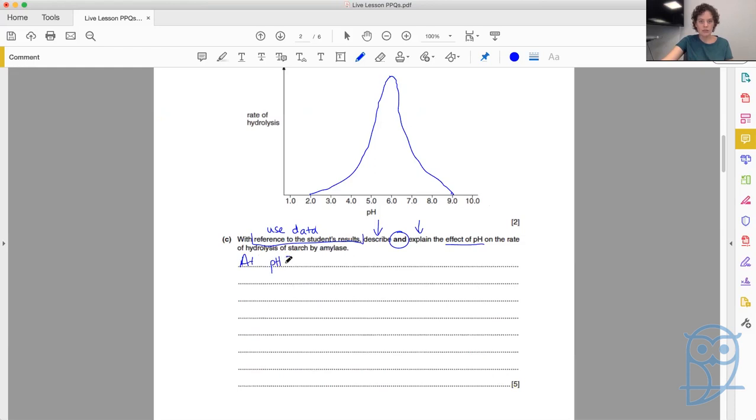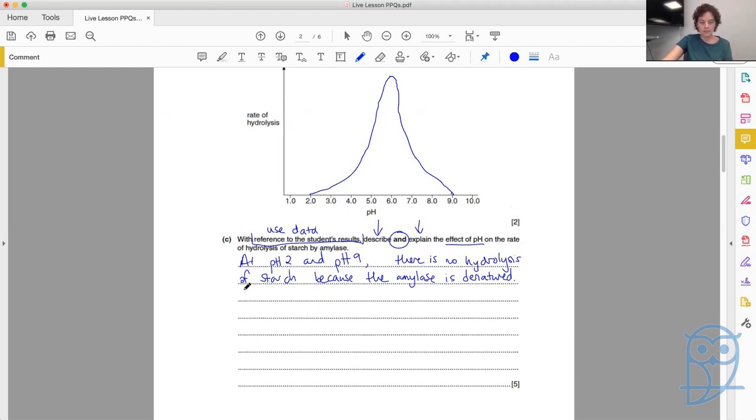At pH 2 and pH 9, there is no hydrolysis of starch. There's our description. So what's our explanation? Okay, because the amylase is denatured. Right, how did it get that way? Why? Give me the explanation, give me the details.